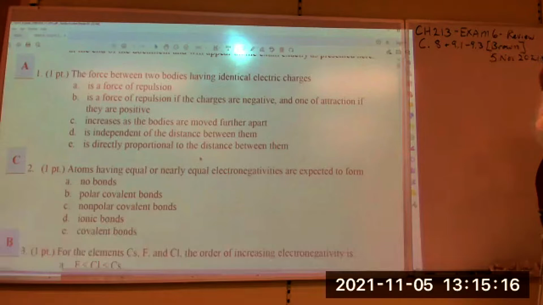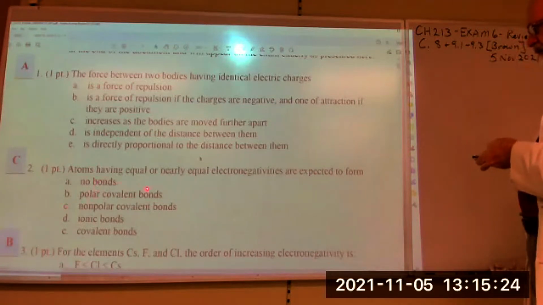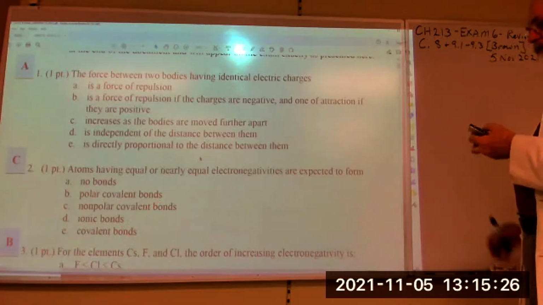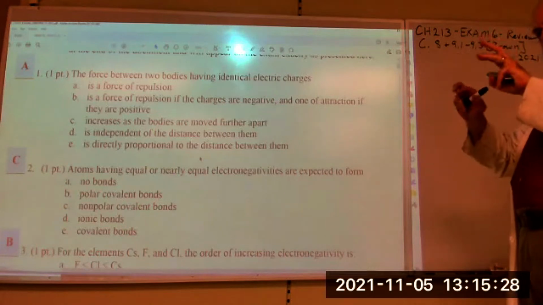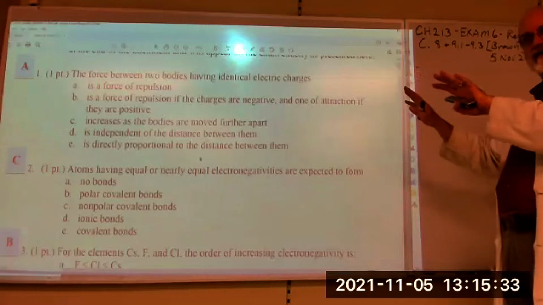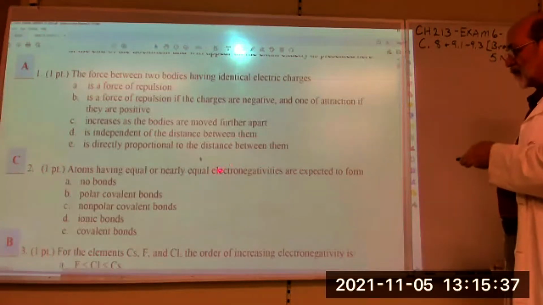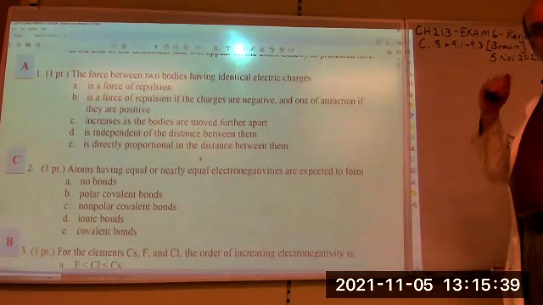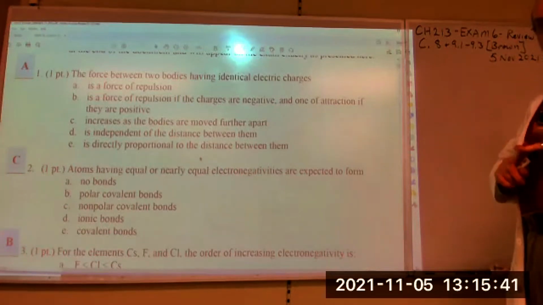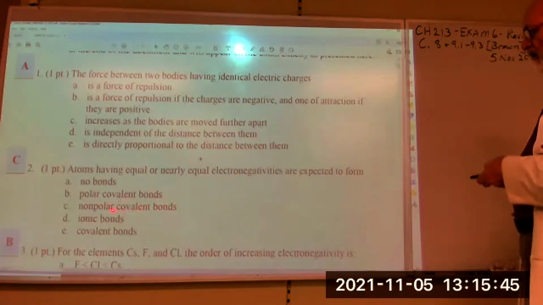Okay, atoms having equal or nearly equal electronegativities are expected to form what kind of bond? Looks like we have choices here. Well, first you have two types of ionic and covalent, and then the covalents are subdivided into polar and nonpolar. So if they're nearly identical electronegativities, they should be both covalent and nonpolar. Right. Nonpolar covalent. There you go.